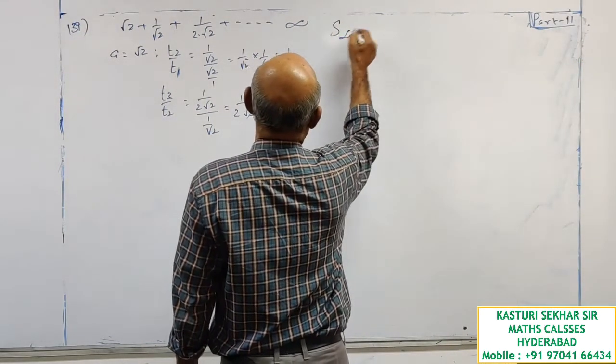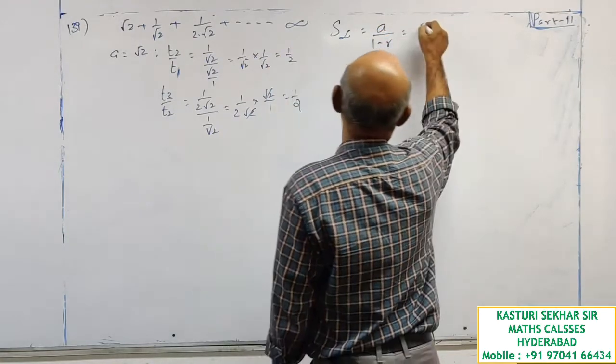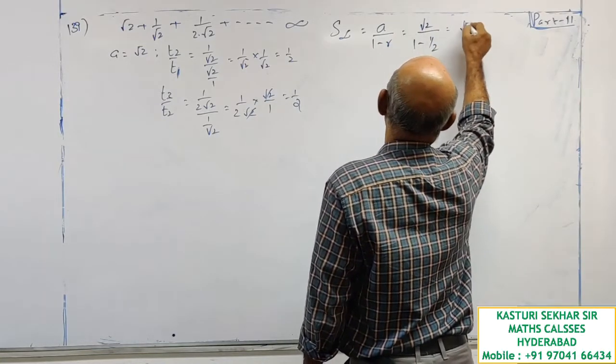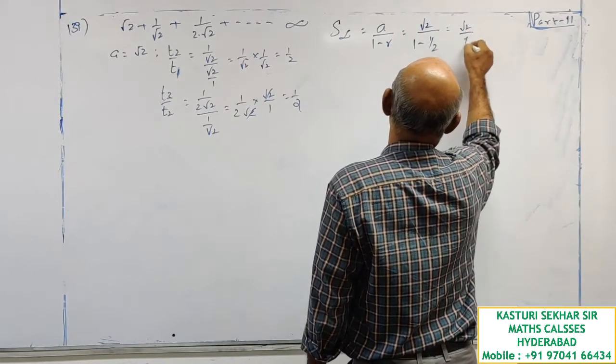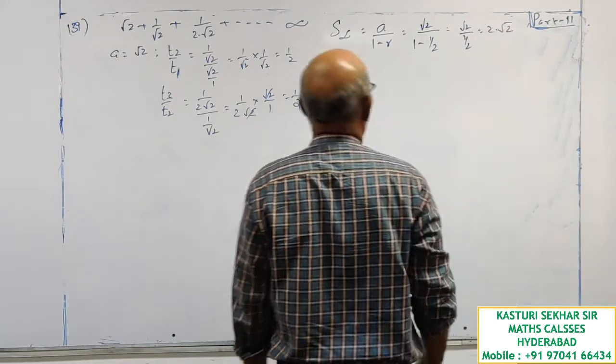S infinity is equal to A by 1 minus R. A is equal to root 2, 1 minus 1 by 2. Root 2 divided by 2 minus 1, 1 by 2. It is 2 root 2.